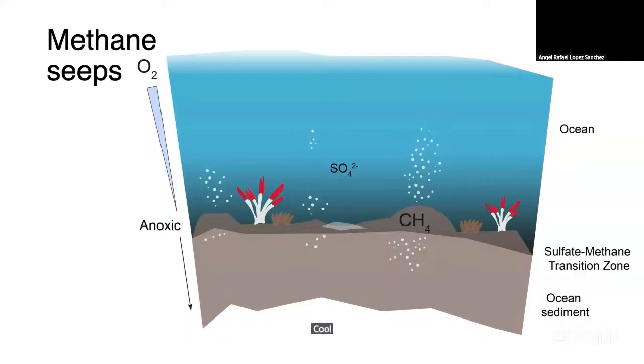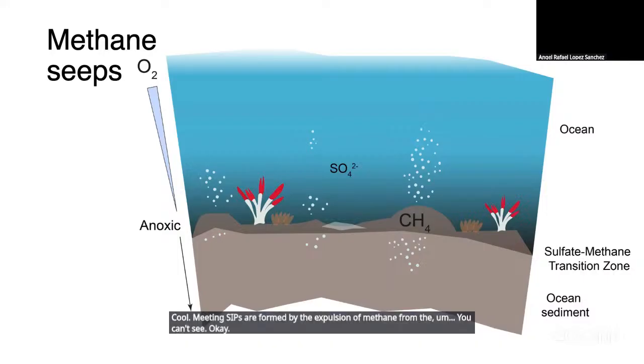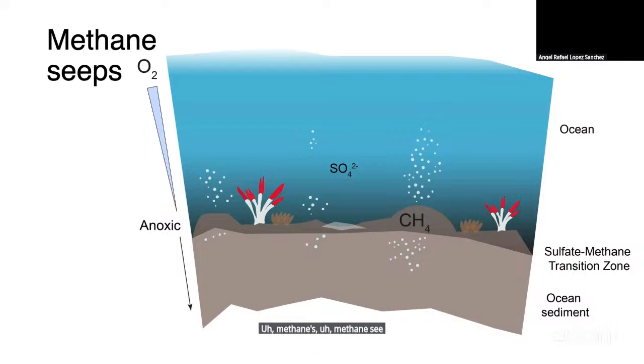Methane seeps are formed by the expulsion of methane from the subsurface of the seafloor to the ocean water, and it can even go sometimes to the atmosphere. Methane seeps are found in areas of the world that are continental margins, and they're quite widespread.